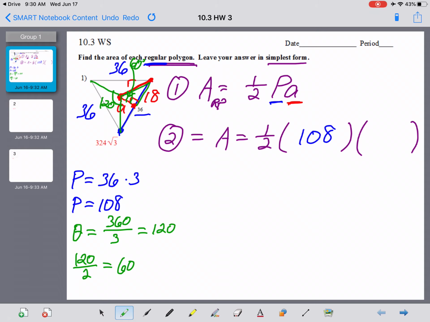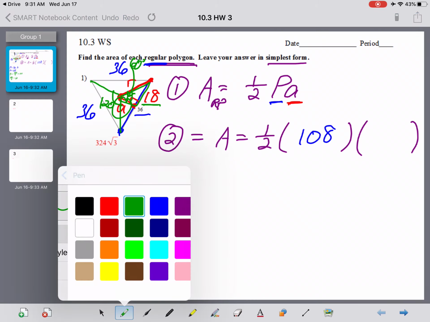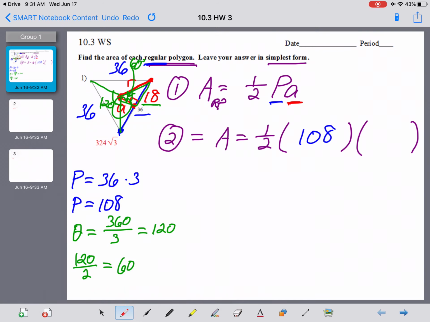That means that we're dealing with a 30, 60, 90 right triangle. And in that 30, 60, 90, we know the length of our long leg is 18. We need to come up with the length of our short leg. So if you need to go back to your notes or the video from section 8.2, go ahead and do that. But to go from a long leg to a short leg in a 30, 60, 90, we are going to take that long leg, which is 18, and divide it by the square root of 3.